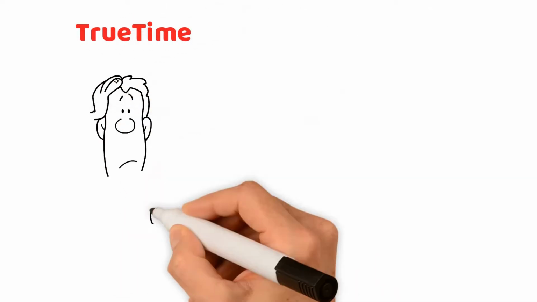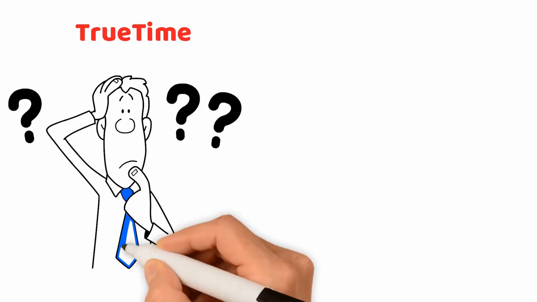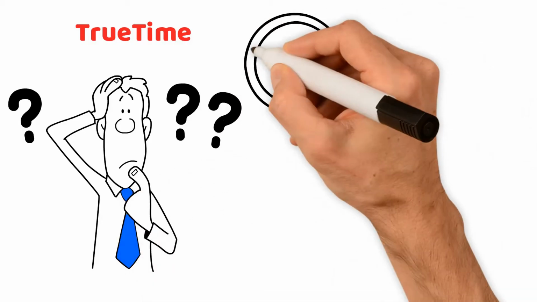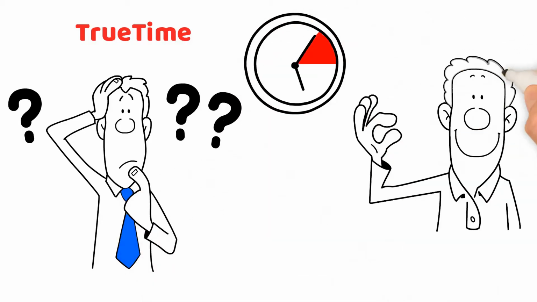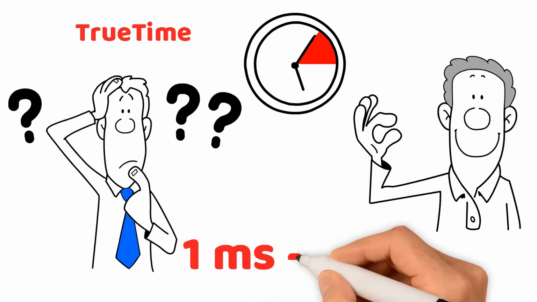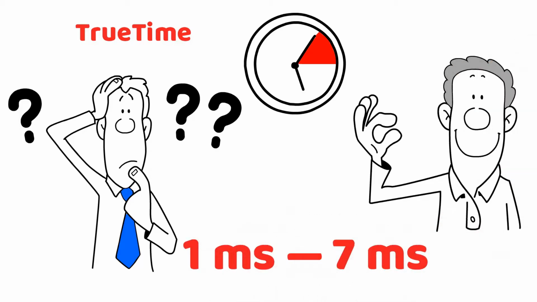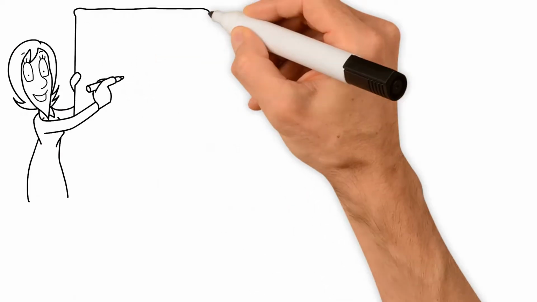TrueTime deals with the uncertainty inherent with physical clocks by narrowing down the possible time interval to an extremely small range of 1 millisecond to 7 milliseconds. Its consistency strategy is simple.